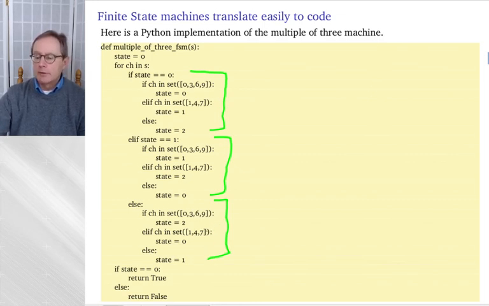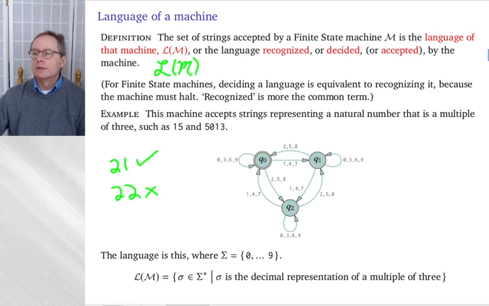And then at the end, if the machine is in state 0 at the end, then you accept. If the machine is not in state 0, then you don't accept. What about this stuff in the middle here? If you're in state 0 and the character you just read is a 0, 3, 6, or 9, what's that about? Well, you just go back to the diagram. If you're in state 0 and the character is a 0, 3, 6, or 9, the next state is state 0. So I just directly translated the diagram into code, and it translates in a very straightforward way.